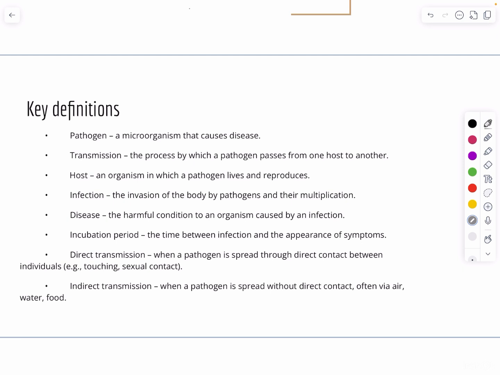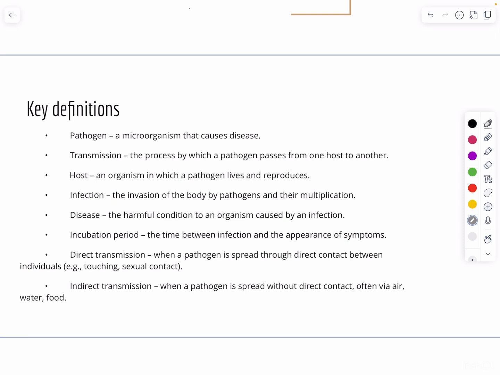What is a pathogen? It is a microorganism that causes disease. Transmission: the process by which a pathogen passes from one host to another. A host is an organism that provides a home for the pathogen. An infection happens when a pathogen enters the host and starts to multiply, such as viruses or bacteria. It could be a viral infection or a bacterial infection. A disease is what results when the infection causes symptoms that affect health. The incubation period is the time between the infection and the appearance of symptoms.